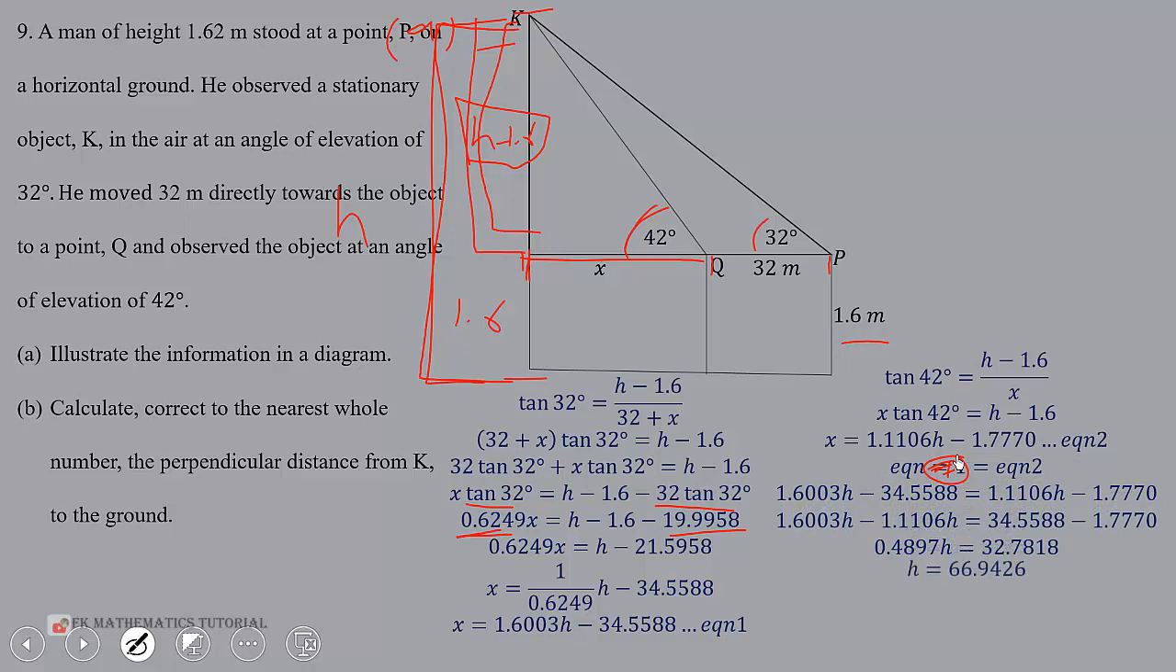We group like terms and solve for h to be 66.9. So to the nearest whole number, h is equal to 67 meters. So the vertical distance from that point to the ground is 67 meters. Again, let's move on to question number 10.